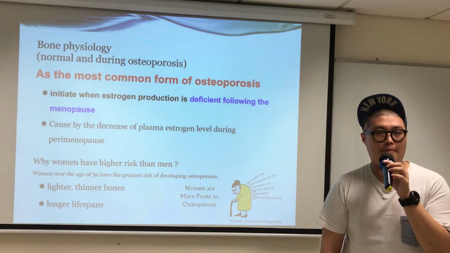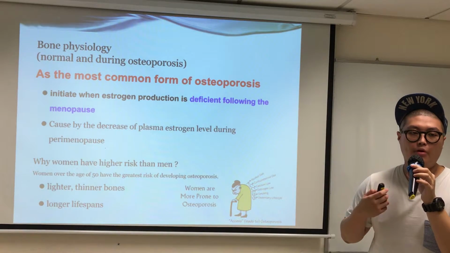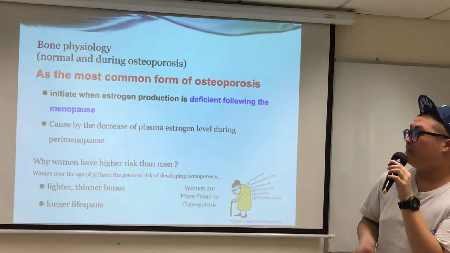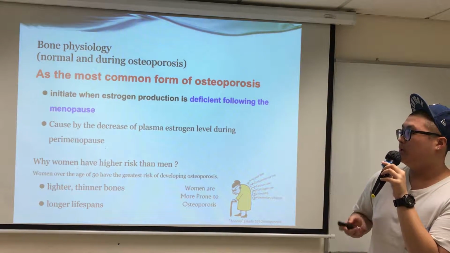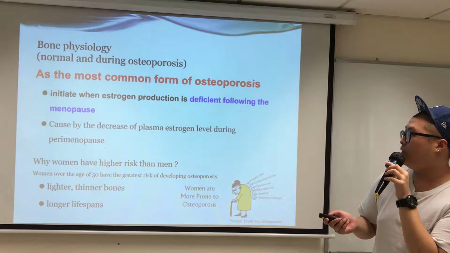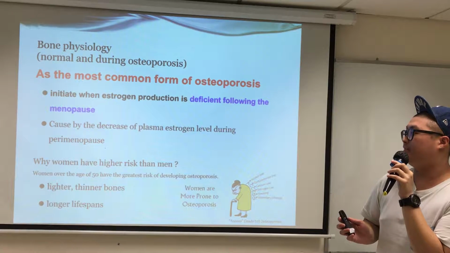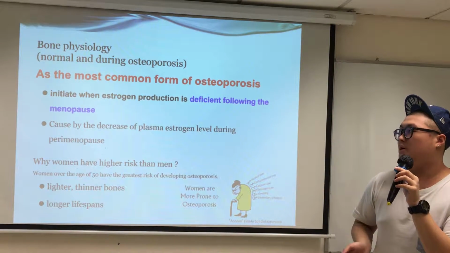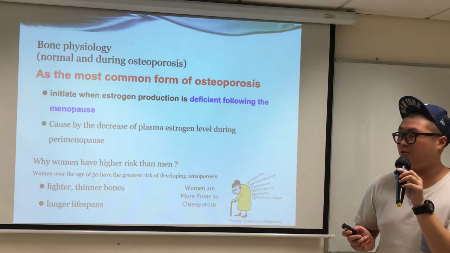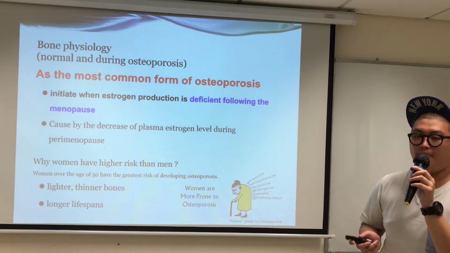To know more about the mechanisms, let's talk about normal bone physiology. Postmenopausal osteoporosis is the most common form of osteoporosis, initially occurring when estrogen production is deficient following the menopause, caused by the decrease of plasma estrogen level after the menopause.